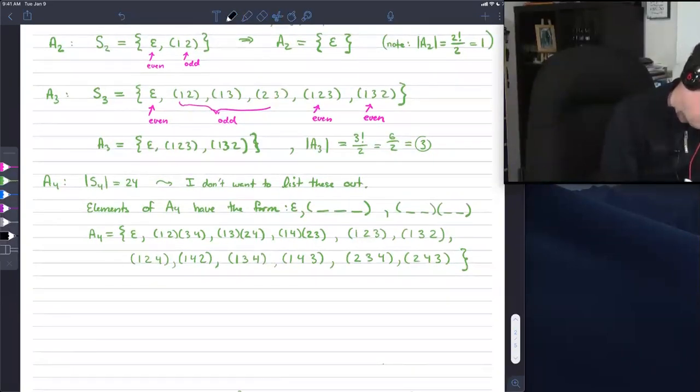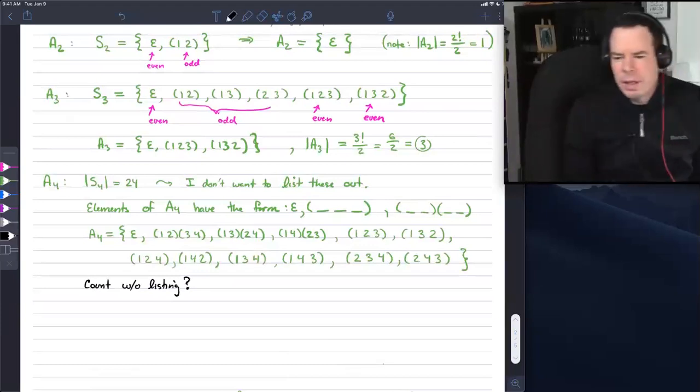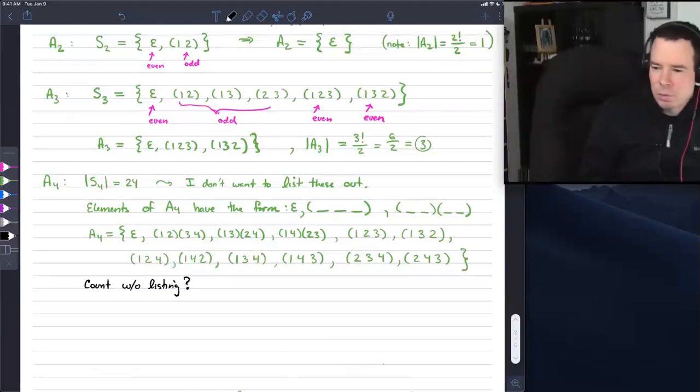Let me just, could we count, I'll say count without listing. So can we count these without having to list them? Because I've said there's 8 3 cycles, but I got that count of 8 by actually just listing them all out. Could I count these without listing?